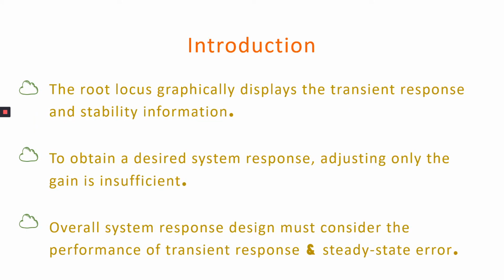Previously in root locus technique, we saw that the root locus graphically displayed both transient response and stability information. To obtain a desired system response, adjusting only gain is insufficient. Therefore, overall system response design must consider the performance of transient response and steady state error. The locus can be sketched quickly to get a general idea of the changes in transient response generated by changes in gain. Specific points on the locus also can be found accurately to give quantitative design information.